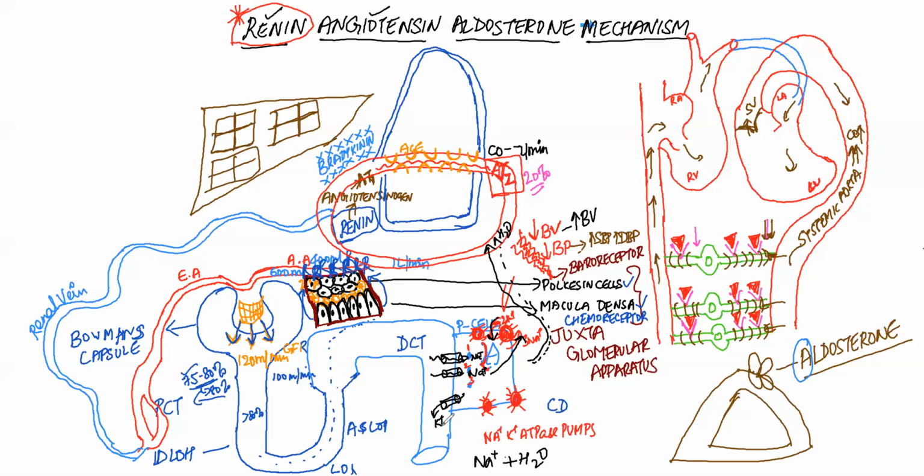Now, the main and the most important player of the renin angiotensin aldosterone mechanism is your central nervous system. So now, what does your central nervous system do? So let us first draw the central nervous system.